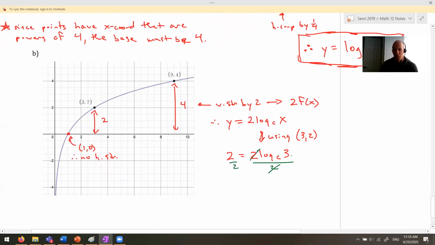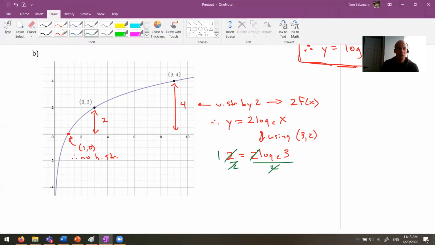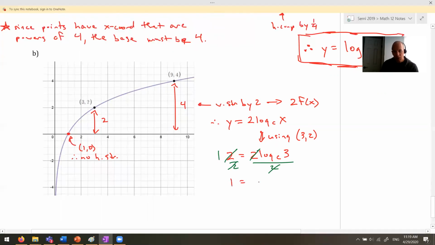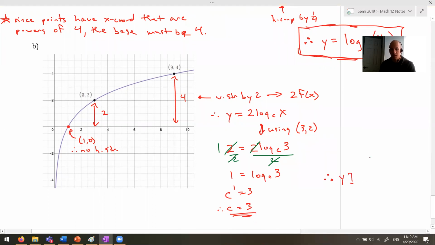Cancel, cancel. Don't you dare cancel the 3 in with the log. That's not something you can do. Cancel those out, you'll be left with a 1. What you've got now is 1 equals log base c of 3. Again, this would be c to the power of 1 equals 3. Therefore, c is base 3. So putting this all together, we could say finally y equals 2 log base 3 of x.